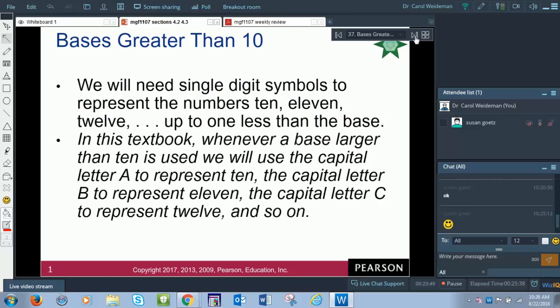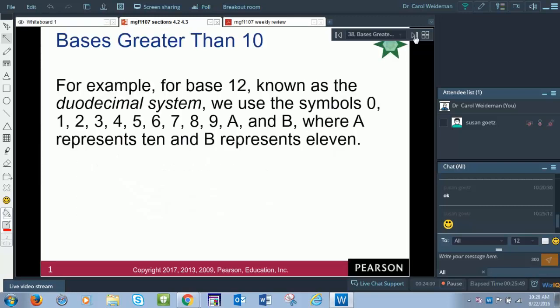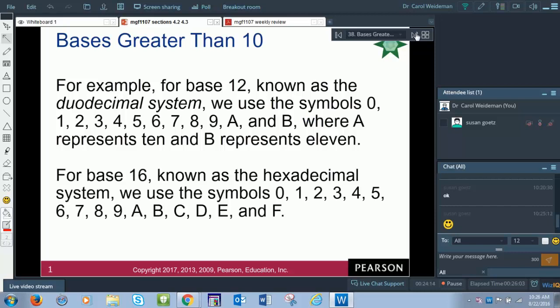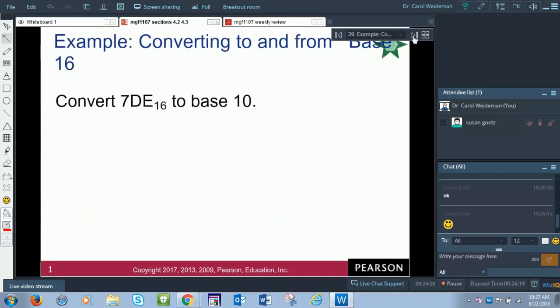And so what we do in this book, and not all mathematicians do it this way, is use a capital letter. So we're going to go A, B, C, etc., for as many symbols as we need. For instance, in base 12, we're going to use the symbols 0 up to 9, and then we need 10 and 11, so we use a capital A and a capital B. And remember, once we get to 12, we go to the next position value. If we use base 16, the hexadecimal one we mentioned before, we go 0 to 9, and then again we add on 10, 11, 12, 13, 14, and 15. So those are going to be our symbols.